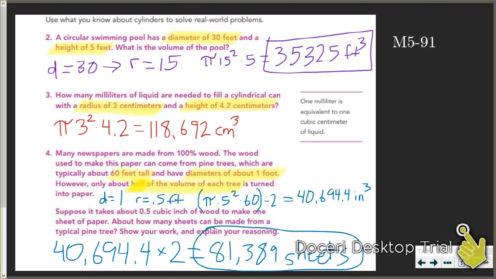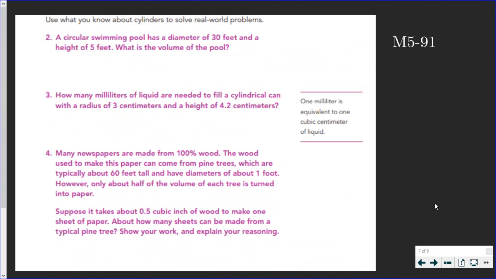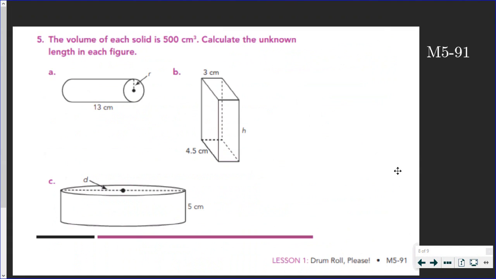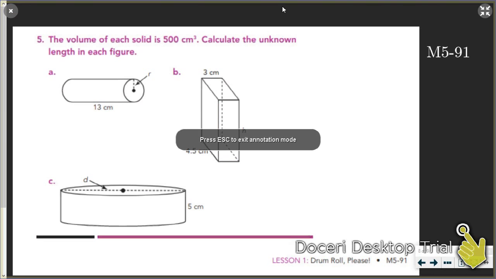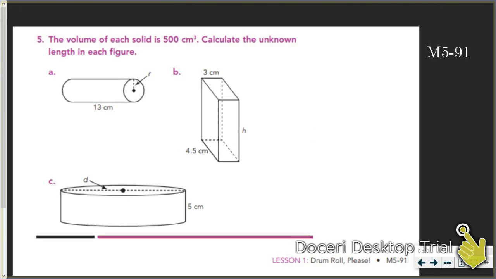All right, you guys are doing good. We've got one more thing here to do, and that is on page 91. It's at the bottom of M591. Okay. So these problems are a little bit different because we already know the volume. So it says right here in the problem that each one has a volume of 500 centimeters cubed. So we already know the volume.